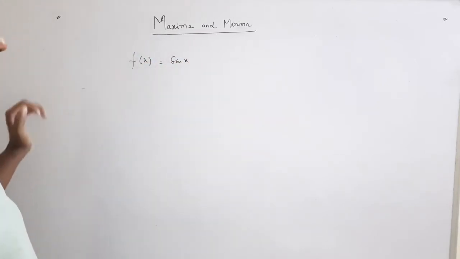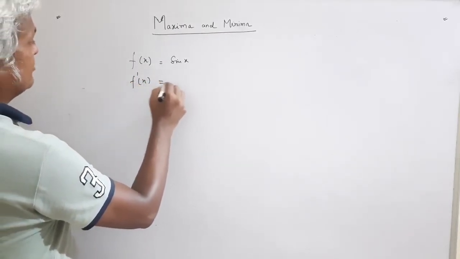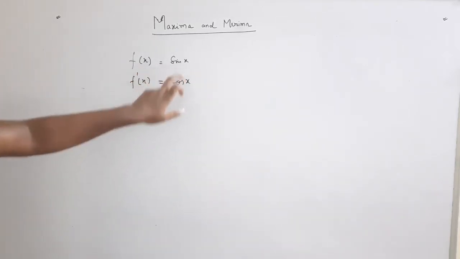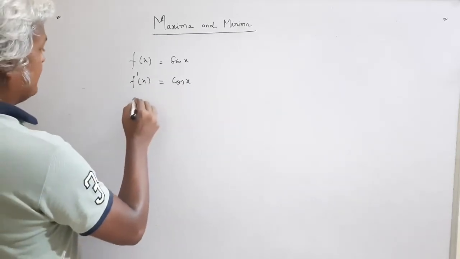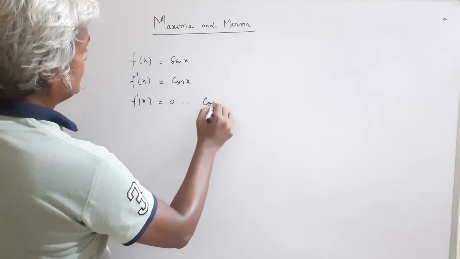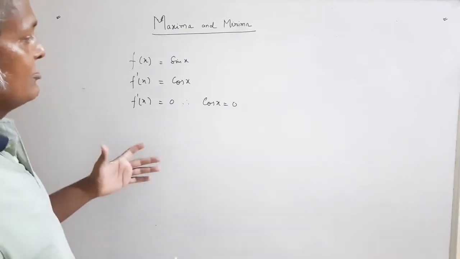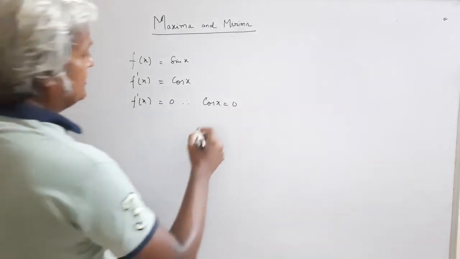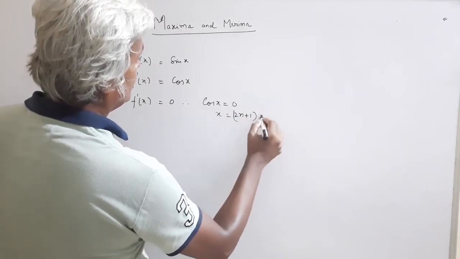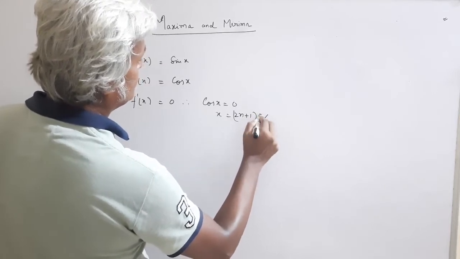Step one, first we have to find the differentiation of this. So f dash x equals cos x. Differentiation of f(x) is cos x. Now you have to solve this equation by making f dash x equal to 0. Therefore cos x equals 0. Cos x is 0 means x equals an odd multiple of pi by 2. So this is pi by 2.